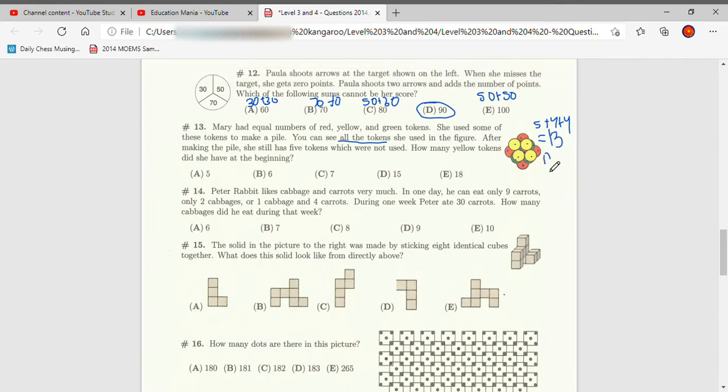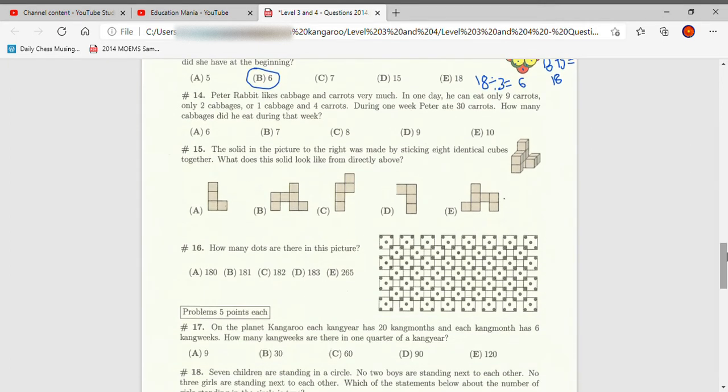So 13 plus 5 equals 18. Now it has an equal number of each. So since there's 3 colors, 18 divided by 3 equals 6. So there's 6 of each. And it says how many tokens did she have at the beginning. There's 6 red, 6 yellow, 6 green, meaning the answer is B, 6.